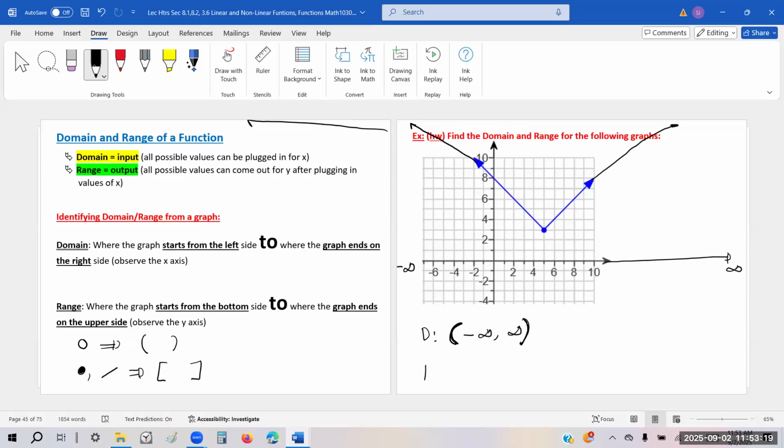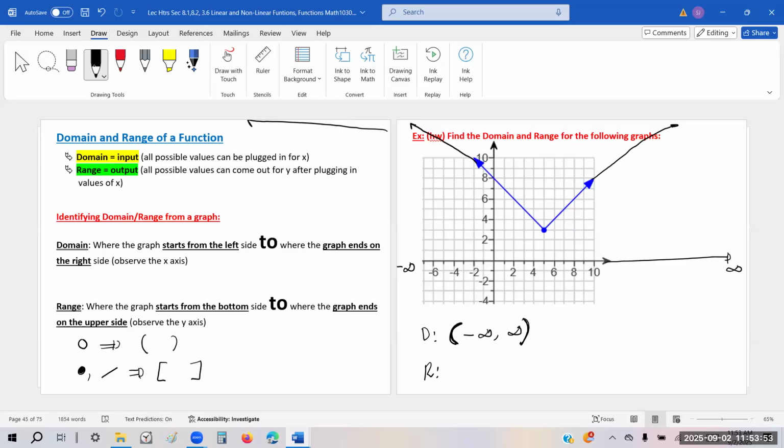Now the range. Range is the y. Two. Is it 2? It's actually not 2. Sorry, it's 3. But you're close. Good. I thought it was clear. It's okay. So we do see a smallest y value. It's here. We don't have any y value below 3. The smallest y value has to be 3.